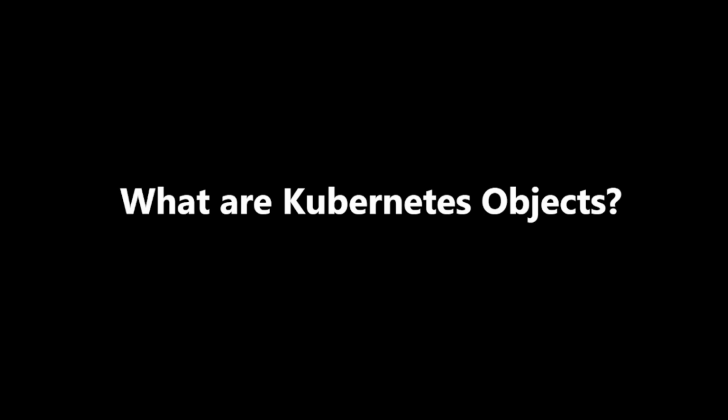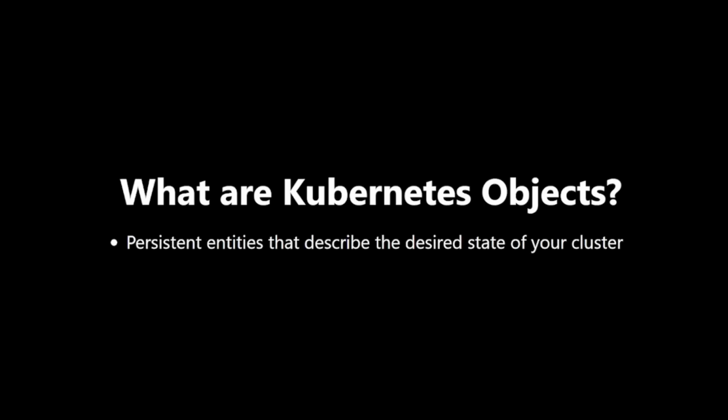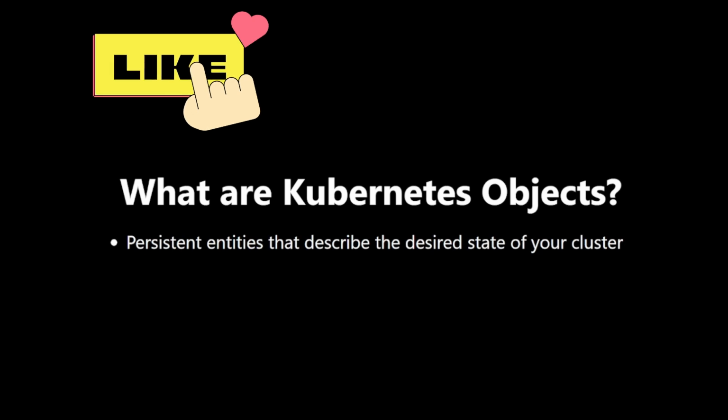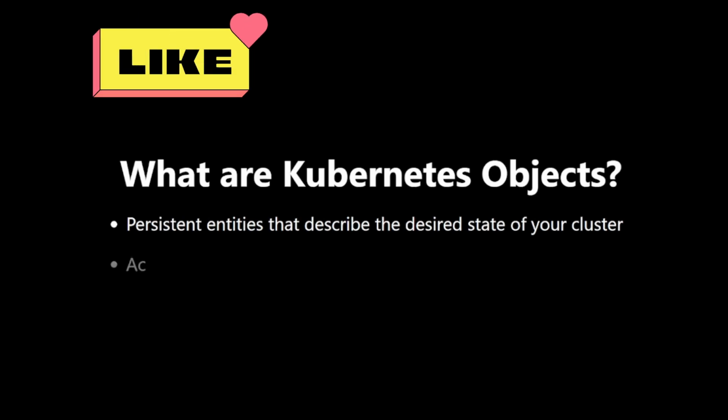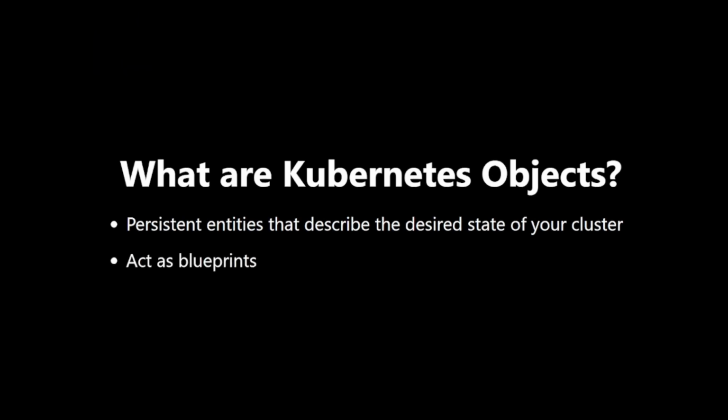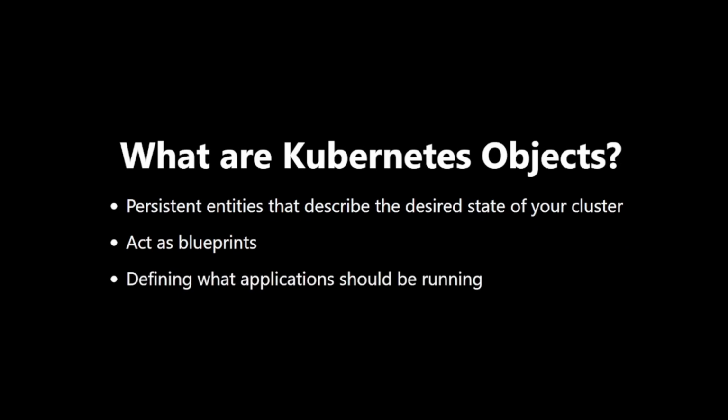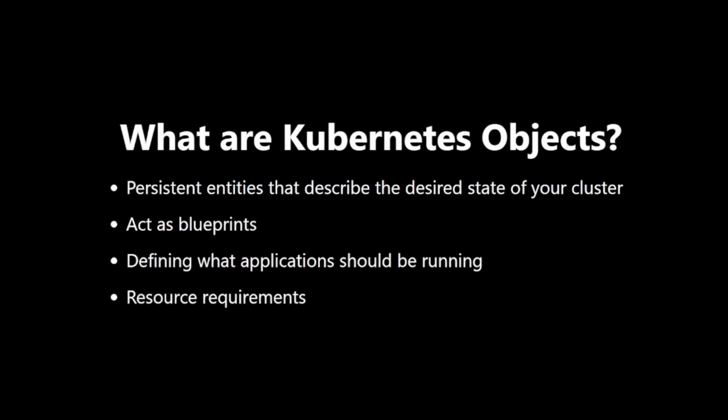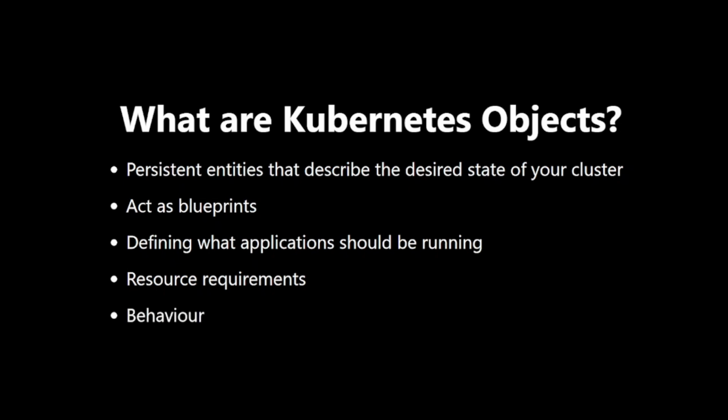Kubernetes objects are persistent entities that describe the desired state of your cluster. Think of them as blueprints, defining what applications should be running, their resource requirements, and how they should behave. By creating objects, you tell Kubernetes what you want your cluster to look like, and it works tirelessly to ensure that reality matches your vision.